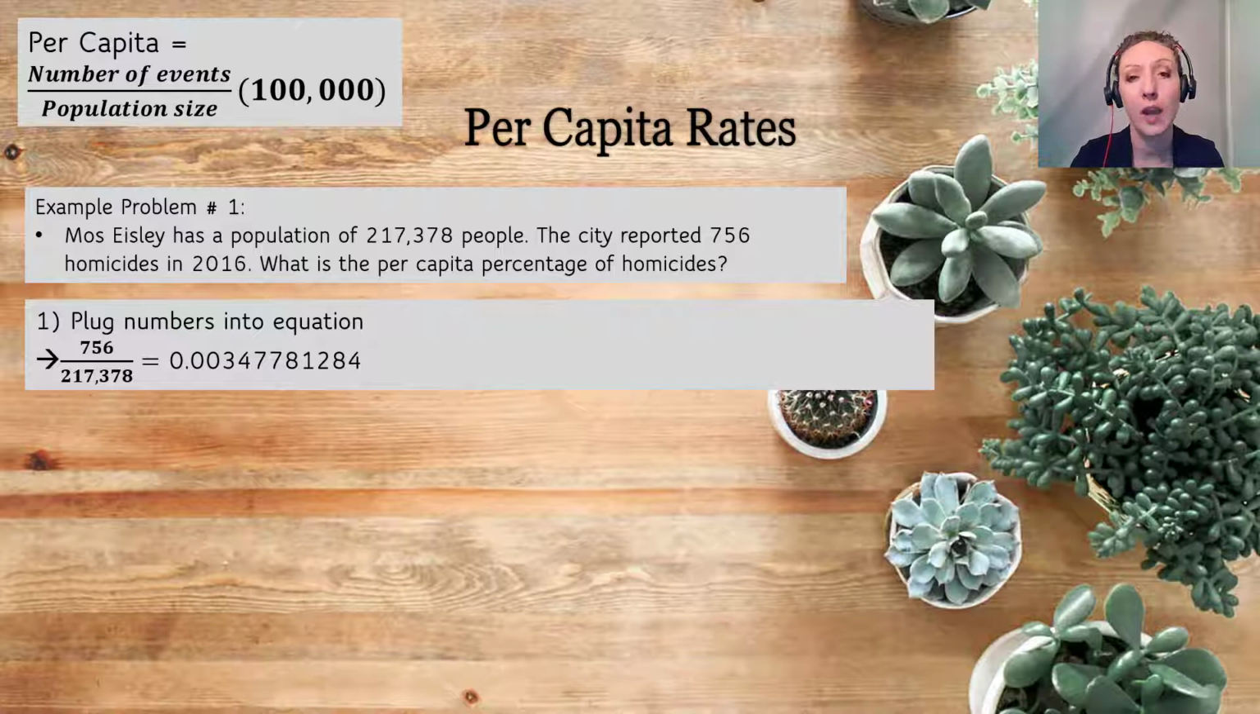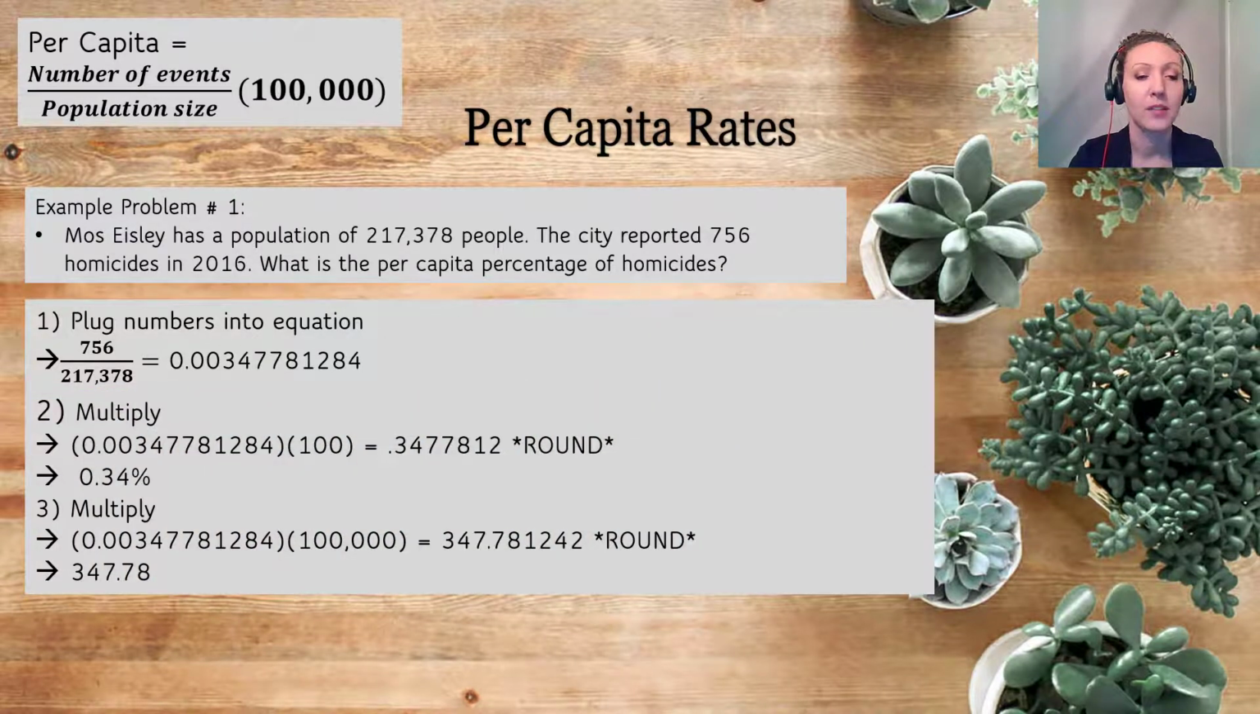When you are looking at per capitas, you do not round until the very end. So this very long decimal that you are looking at, or this very long solution, is what you're going to work with for the next couple steps. Okay, so for step two, we are going to multiply. So we are going to take that 0.00347781284, and we are going to multiply that by 100.